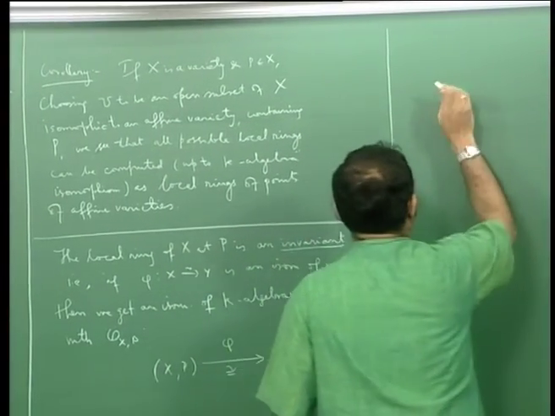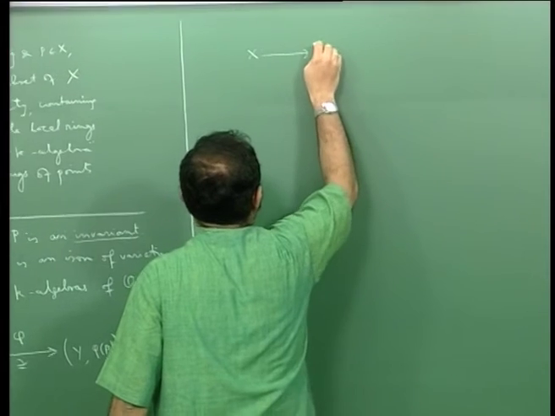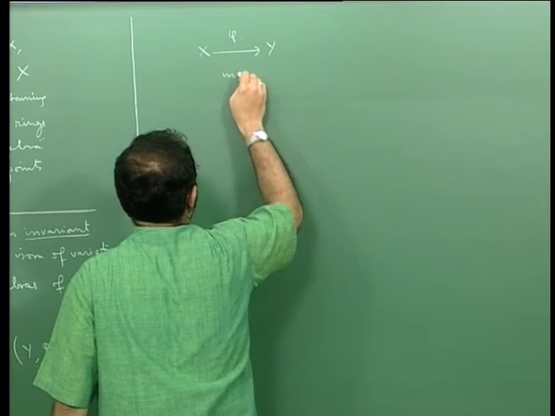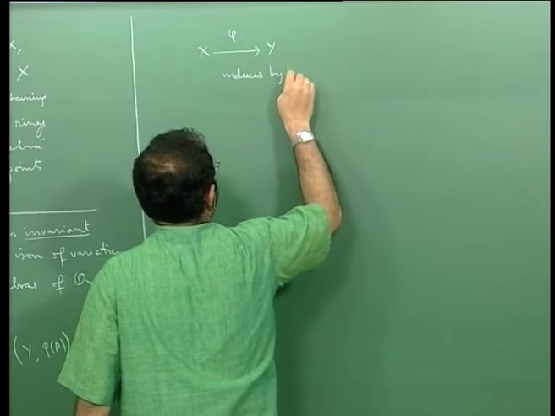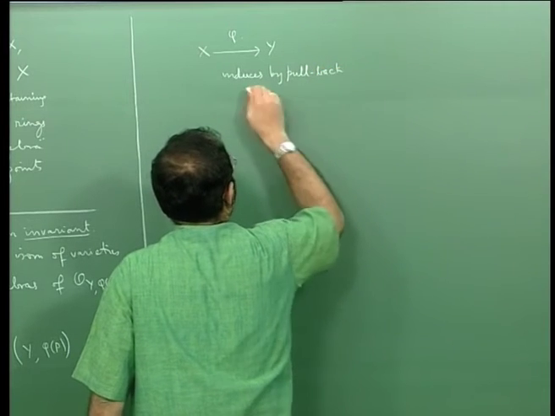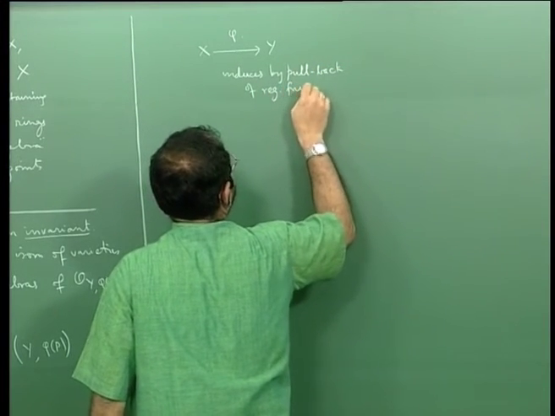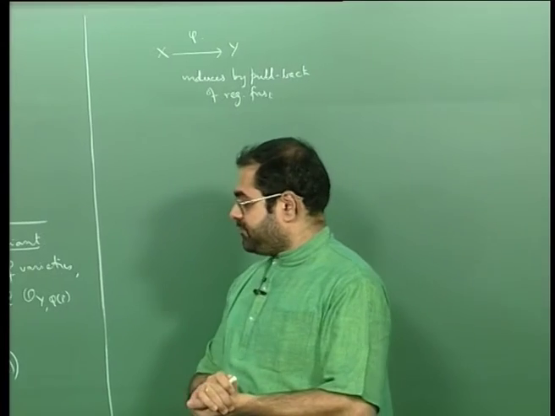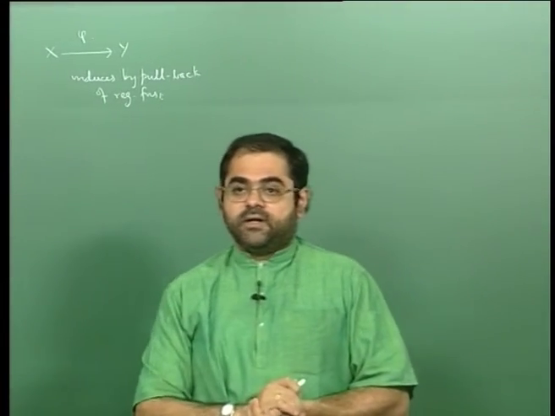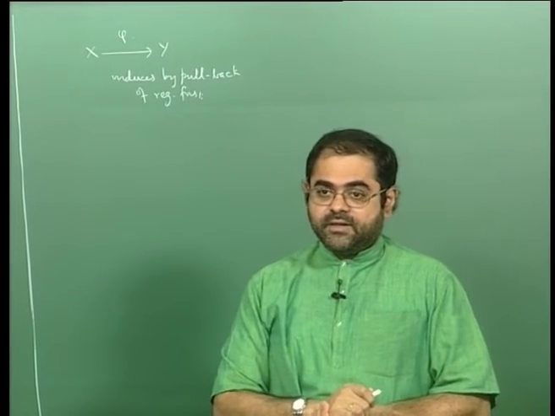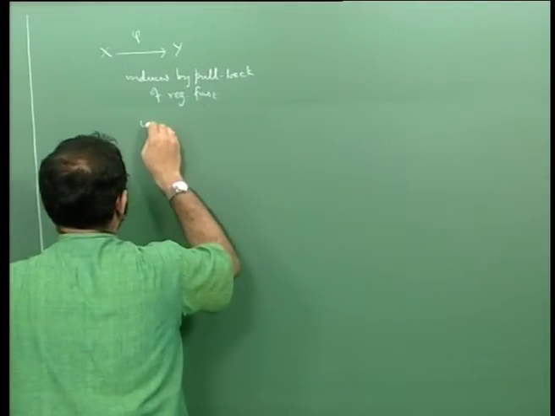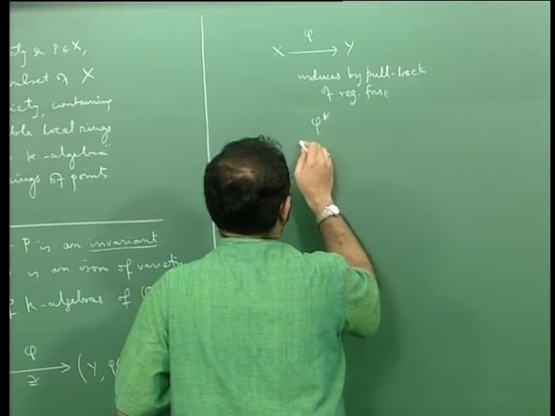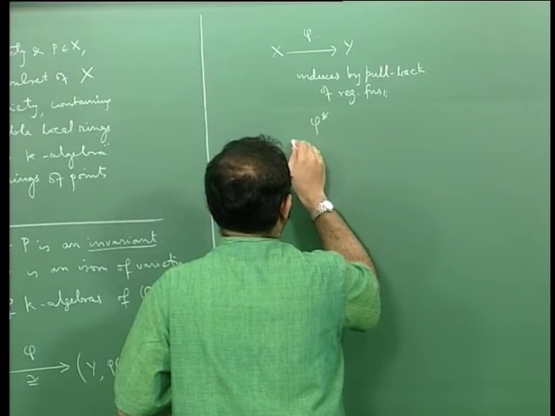See, what's going to happen is you have X, you have Y, and you have phi. So this phi will induce, by pullback of regular functions, a map. Phi is a morphism of varieties. Of course here phi is an isomorphism, but even if phi is just a morphism of varieties, it's supposed to pull back regular functions to regular functions. So phi is going to induce a pullback, phi upper star, and it's going to go in this direction.